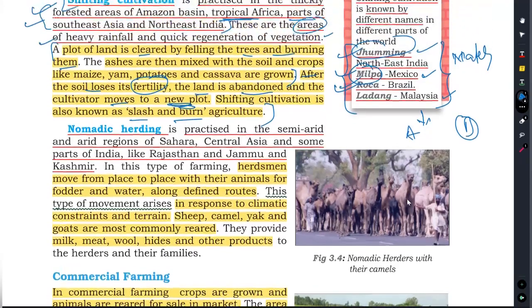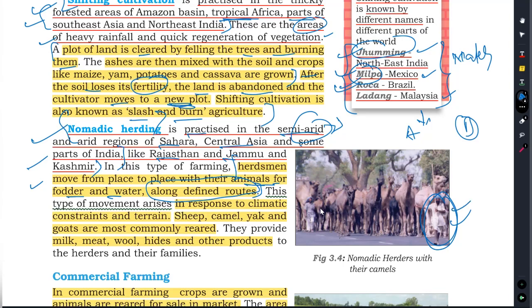Now let us know what is nomadic herding. It is practiced in the semi-arid and arid regions. Why? Here vegetation is very low, as in Rajasthan and Jammu and Kashmir. That's why nomadic herding is practiced here. Here you can see a man taking his camels. Herdsmen move from one place to another with their animals for fodder and food along defined routes. This is done along different defined routes.